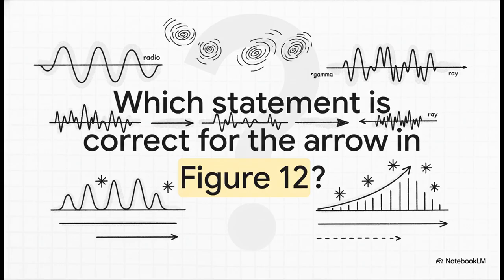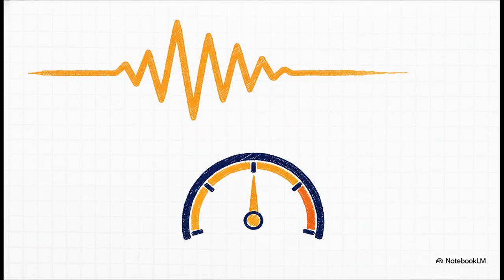This is pure recall, a straightforward test of what you remember. And here's the one-mark answer according to the mark scheme. The frequency increases and the wave speed in air stays the same. This is such a crucial fact. As you go toward gamma rays, the frequency shoots up, but the speed of all these waves in air is the same. It's the speed of light. That's the little trap they set in the question.